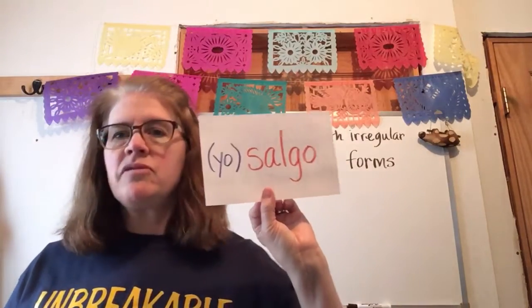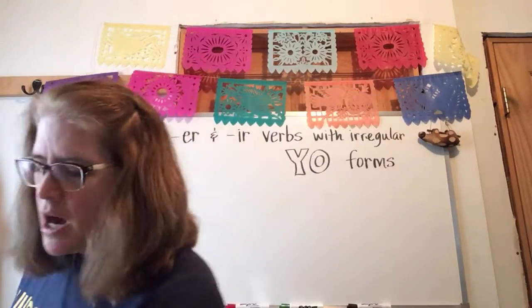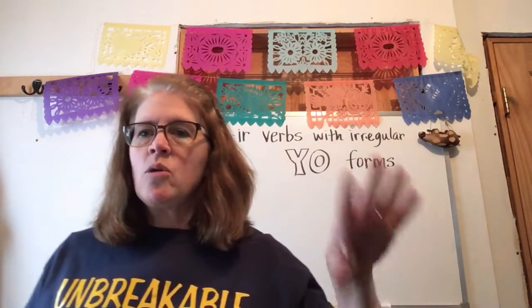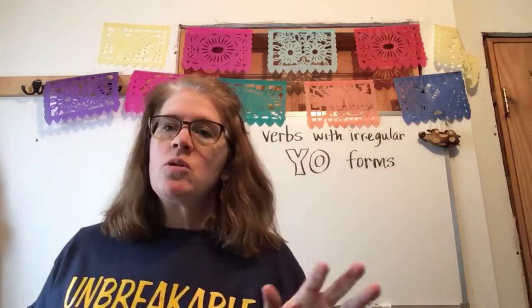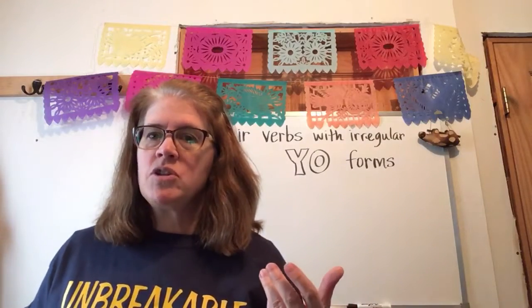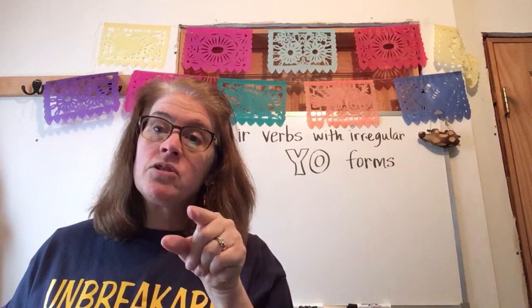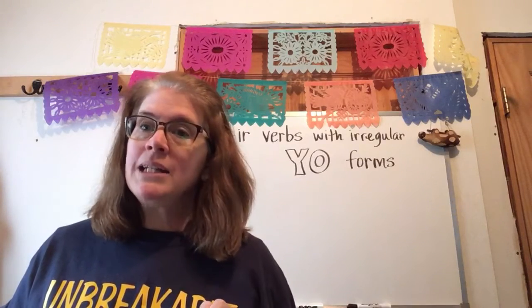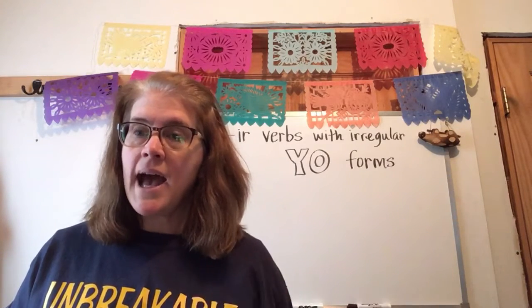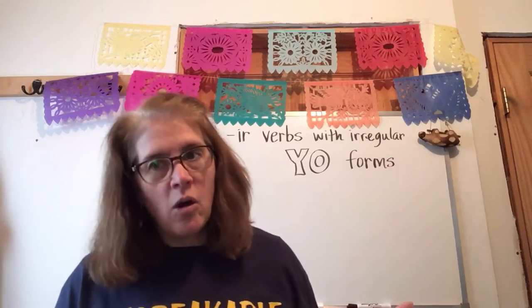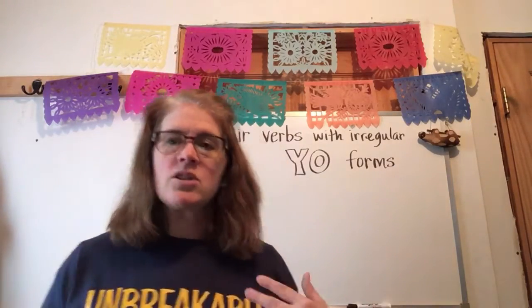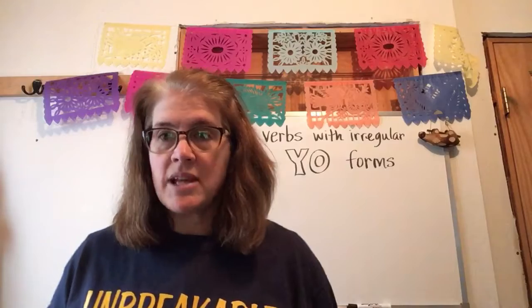Salgo. Now, these 4, have you noticed a pattern? They all have G-O in them, right? Traigo, salgo, pongo, hago. So a lot of times these are referred to as go verbs or G verbs. You've already learned 2 of them as well. Remember, tengo, yo tengo, I have, and yo vengo from the verb venir. Okay, so like I come to school at 7:30.